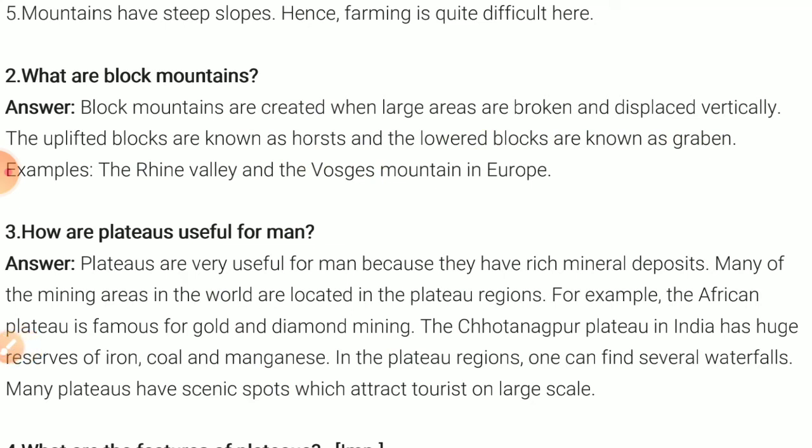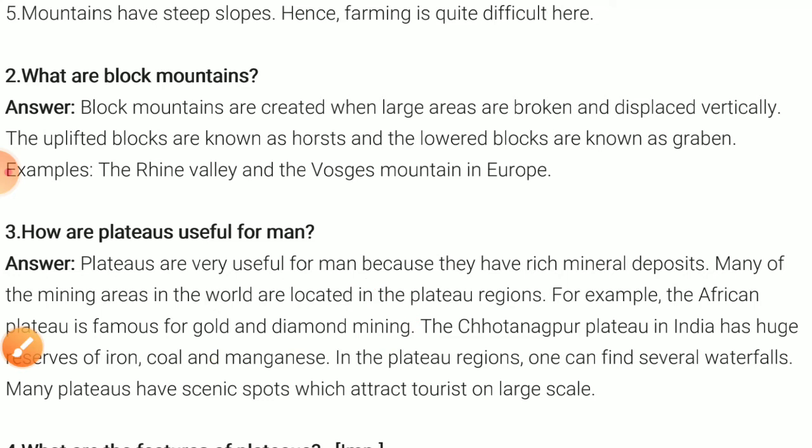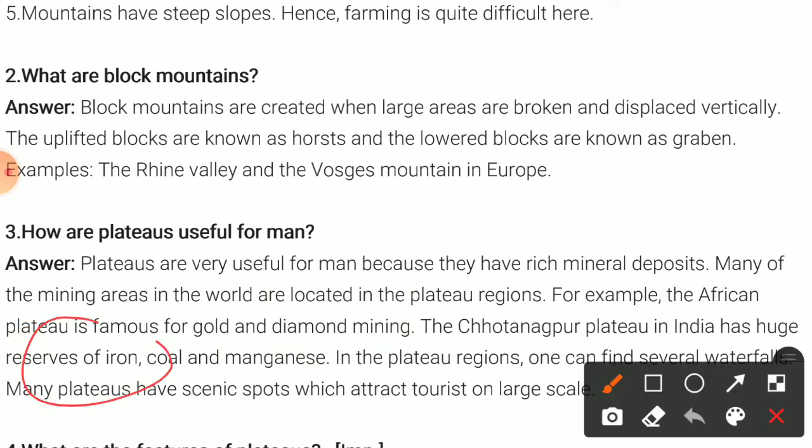And how are plateaus useful for man? They are rich in minerals, and many of the mining areas in the world are located in plateau regions. For example, the African plateau is famous for gold and diamond mining. The Chotanagpur plateau in India has huge reserves of iron, coal, and manganese. So plateaus are useful for mining.